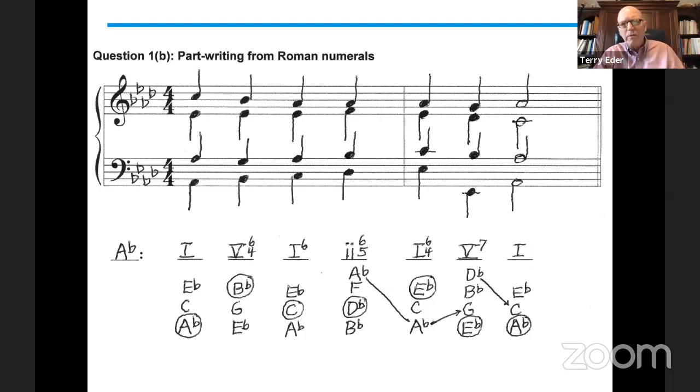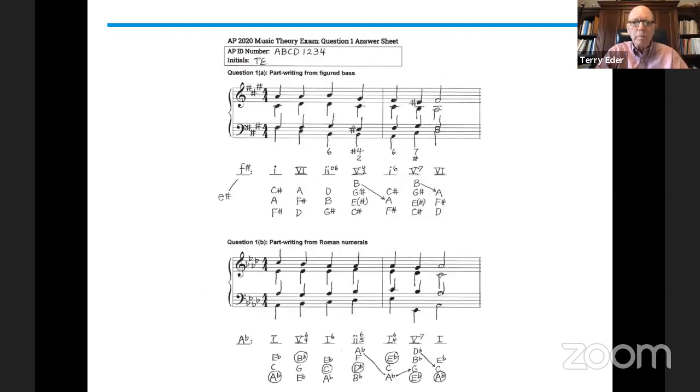Okay. And so hopefully this one you can do. And I would say if you finish the figured bass one in 12 minutes or so, you could probably finish this one in the time. And then when the 25 minutes is up, the timer goes on. And then what you would need to do, there's my completed answer sheet. Everything's filled in. I tried to write neatly, and you can see I did pretty good, I think.